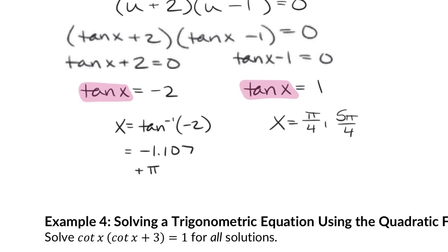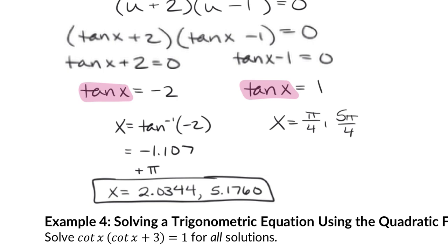What do you get when you add pi? 2.0344. And then I want you to add pi one more time. So we added both pi and 2 pi, so we have our second answer. What's the second time if you add pi one more time? Boom. Those are your other two. So we have our 4 solutions here.